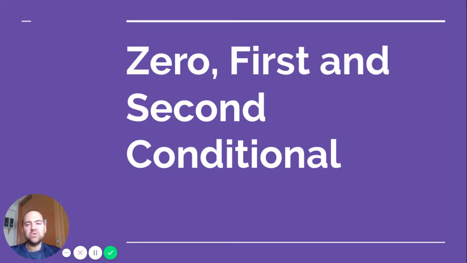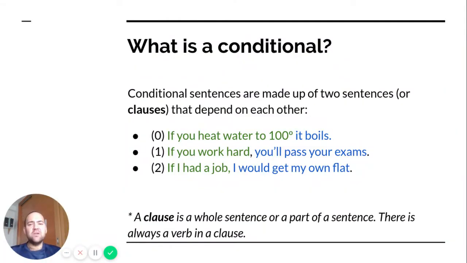Today I have a short explanation about zero, first, and second conditional, what they are and when do we use them. Okay, so first off, what is a conditional? Conditional sentences are made up of two sentences or clauses that depend on each other.